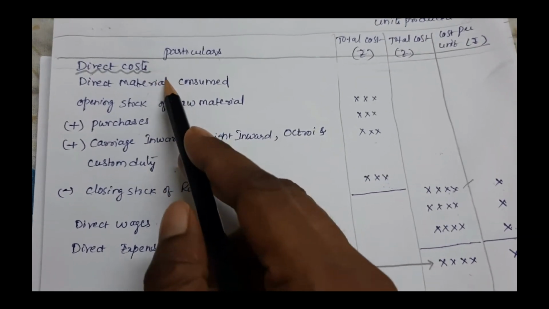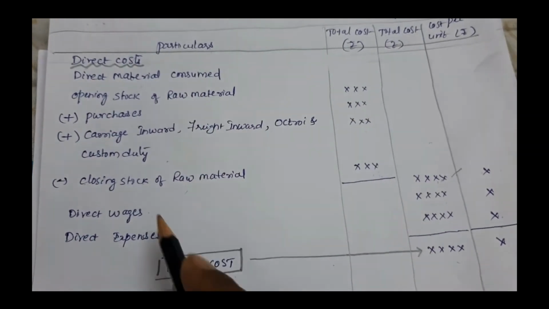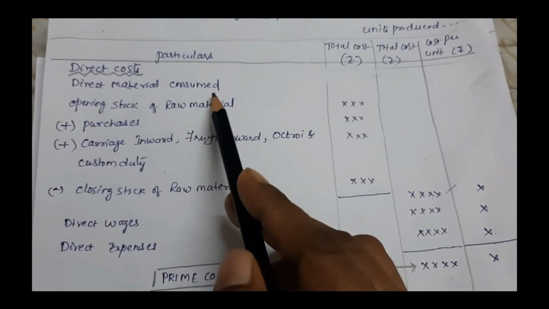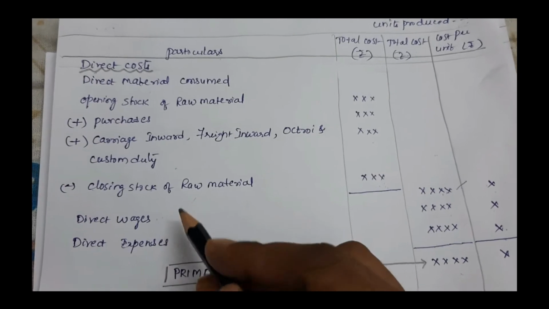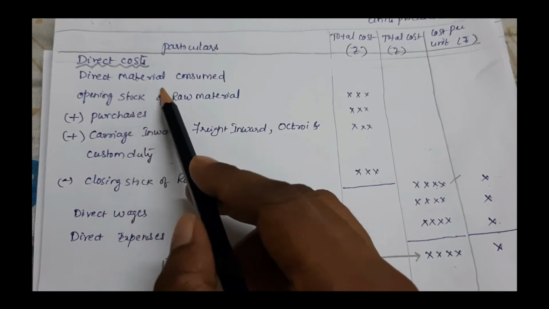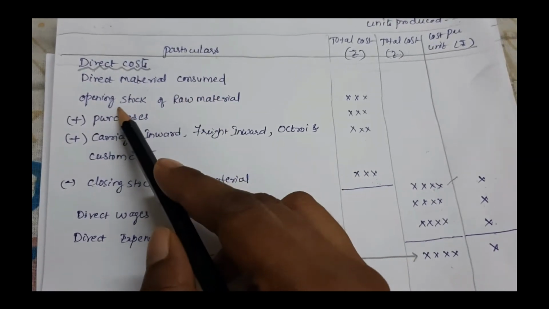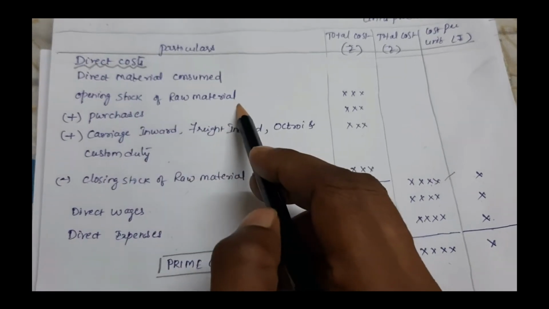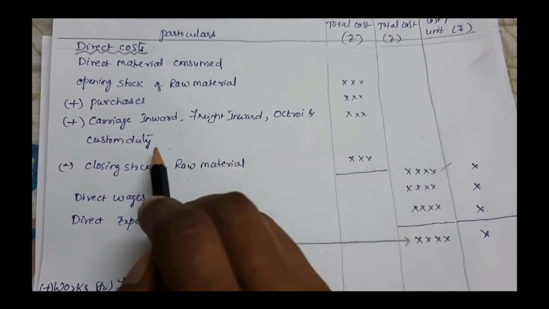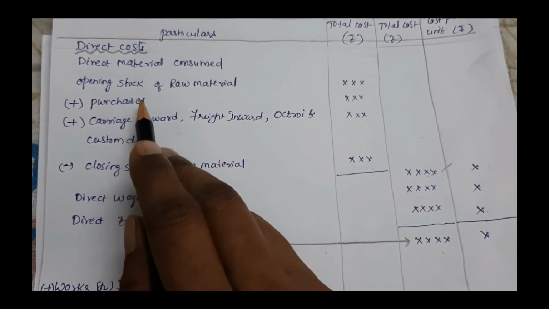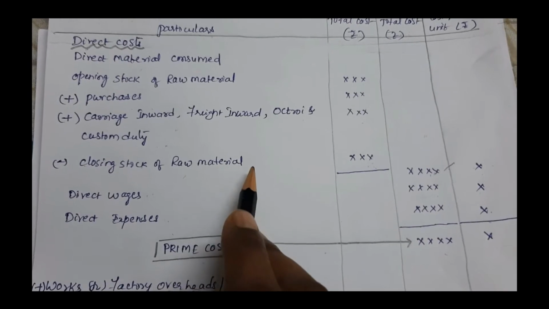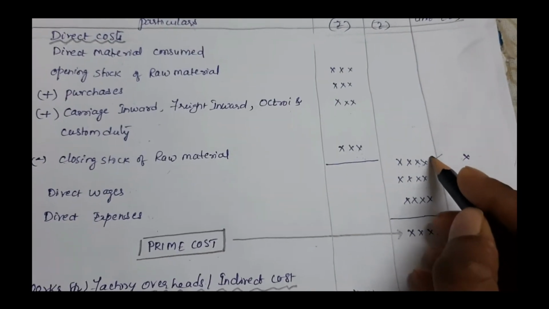These direct costs include direct material consumed, direct wages and direct expenses. Direct cost means direct material consumed plus direct wages plus direct expenses. And how we will find out this direct material consumed means, which starts with the opening stock of raw material plus purchases plus carriage inward, freight inward, octroi and custom duties, means all the expenses related to this purchase of materials will be added. Then minus closing stock of material, and so that we will get direct material consumed.